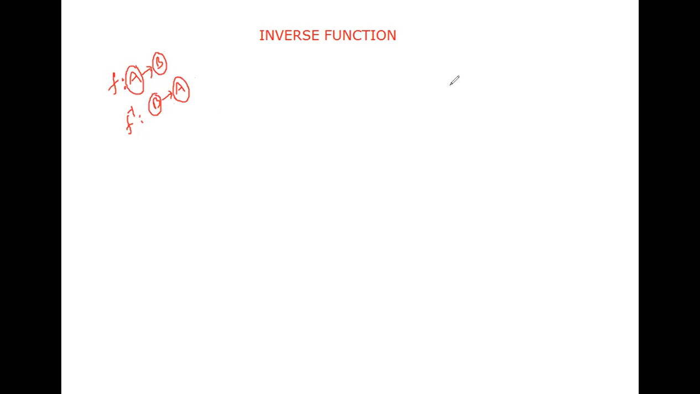Suppose we write in ordered pair form, like f is equal to (1, a) and (2, b). So what can we write for f inverse? We should interchange the coordinates. So (a, 1) and (b, 2) is the inverse of the function. It's clear on that. Now see here, inverse function.